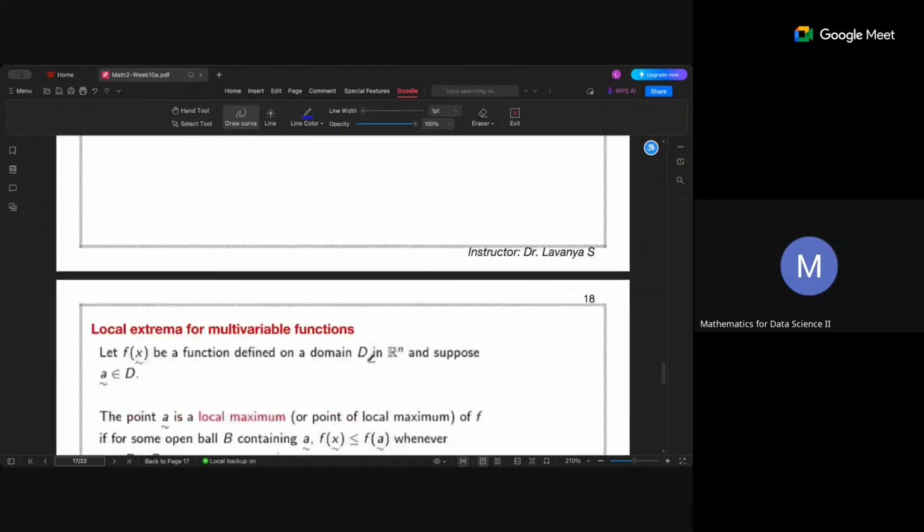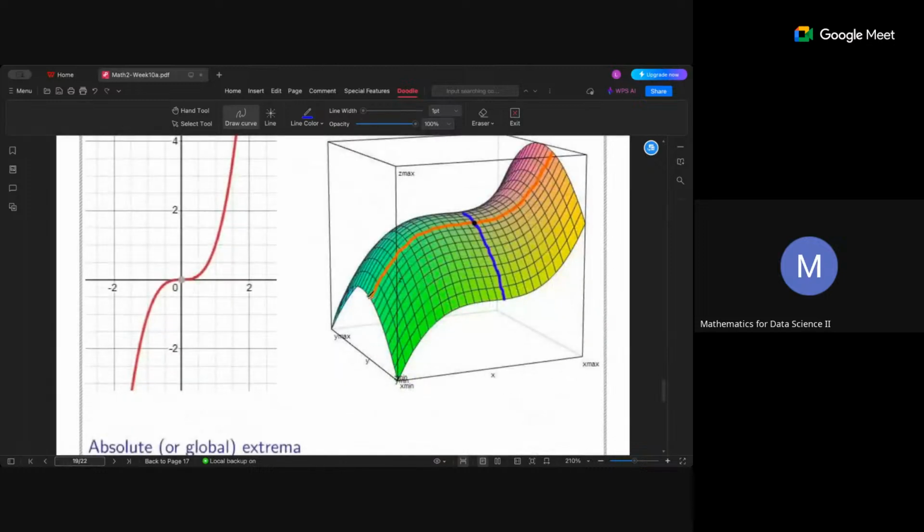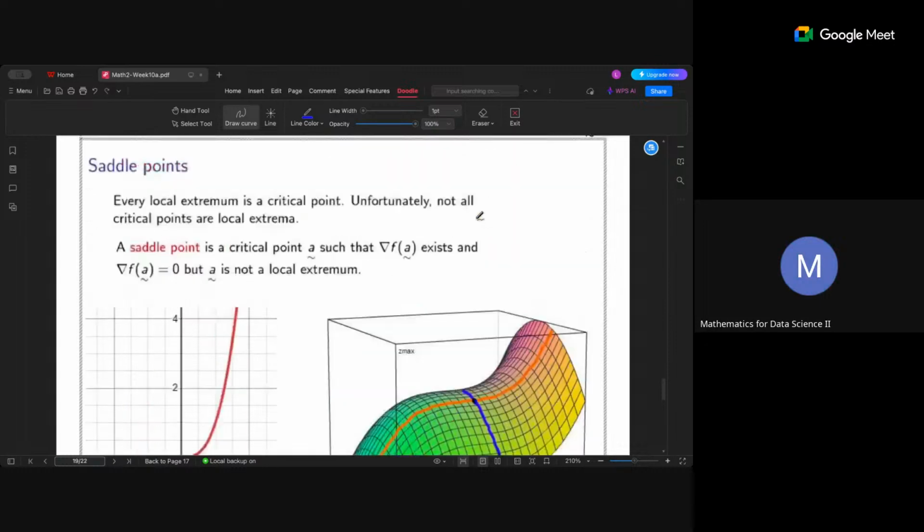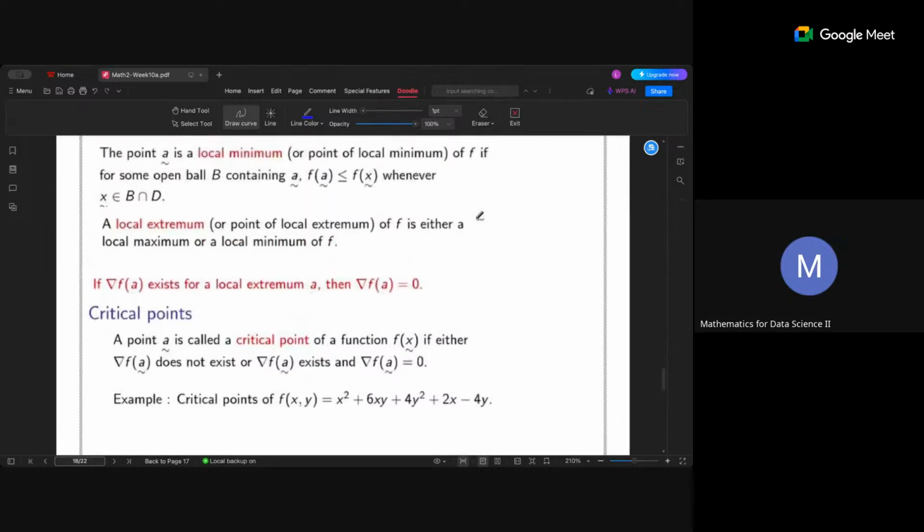So in the case of several variables, for example, you take this curve. Along this orange curve, this point is a minimum. But along the blue line, the same point is a maximum. Can you visualize that? Yes, ma'am. Such points are called saddle points.